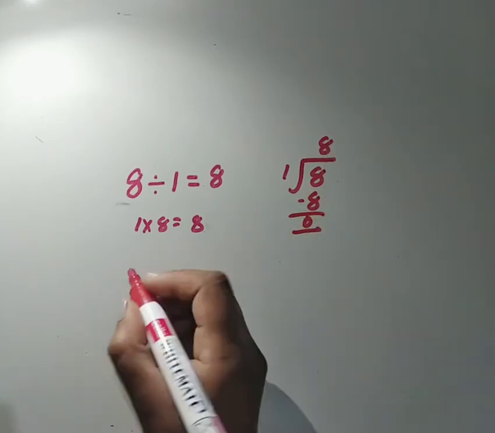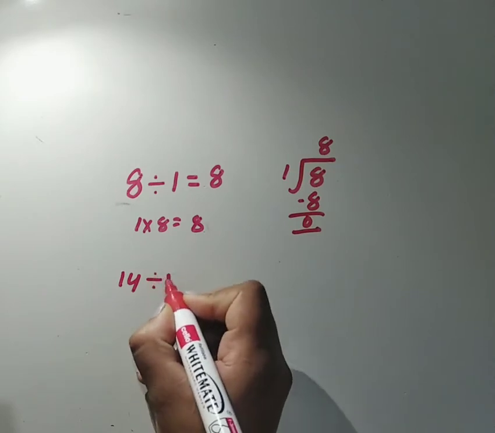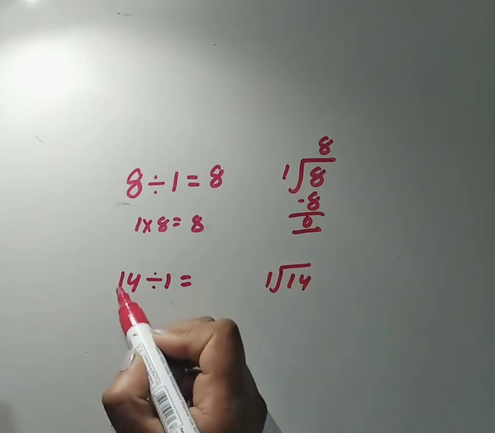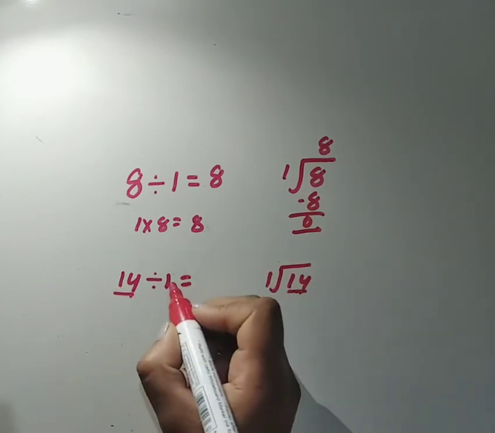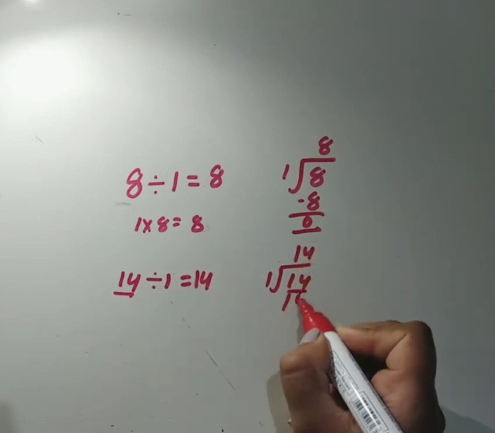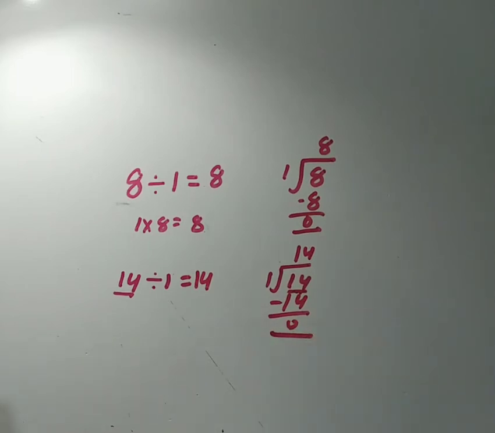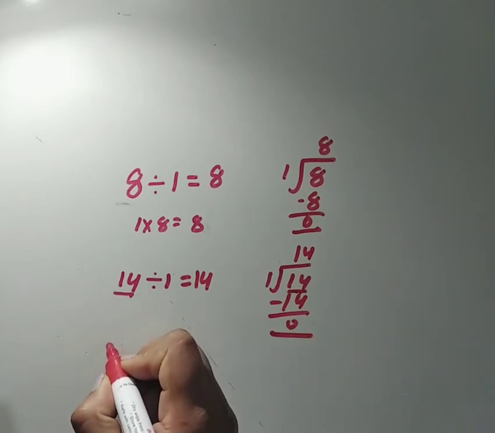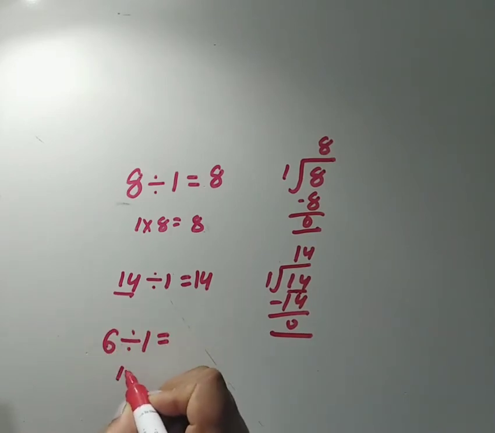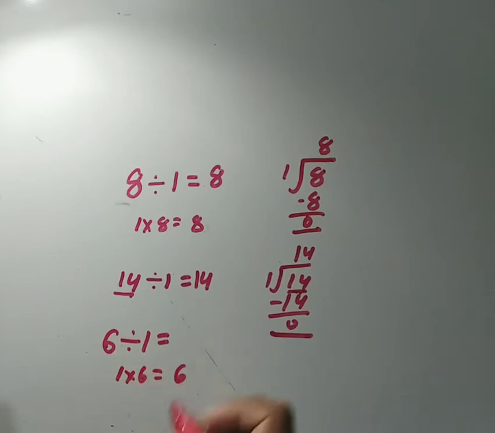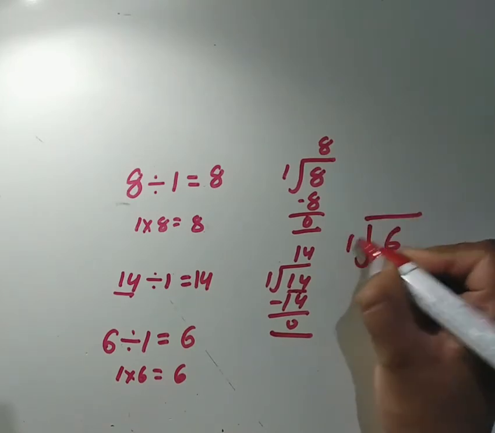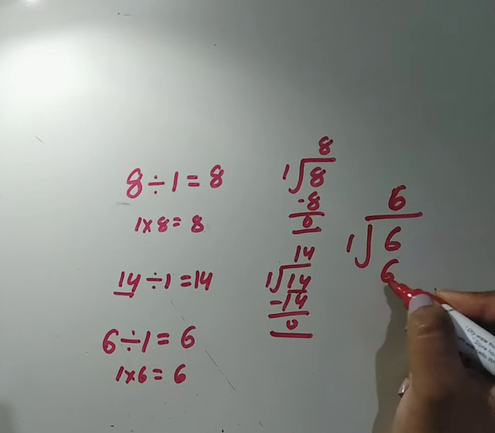For example, your number is 14. 14 divided by 1. Now, what is your quotient going to be? Your quotient is going to be the number itself. It's going to be the number 14. 1 times 14 is 14. For example, the number is, let's say, 6 divided by 1. What is 1 multiplied by 6? 1 multiplied by 6 is 6. So what is your quotient going to be? 6. And when we divide like this, then also your quotient is going to be 6.